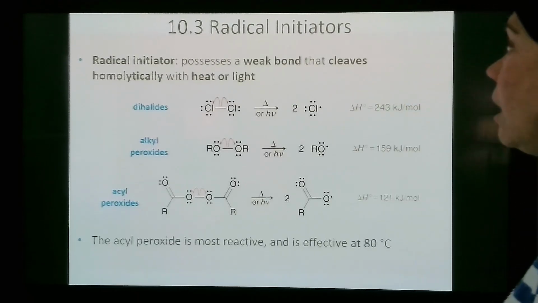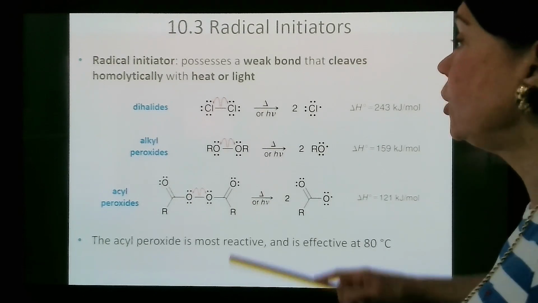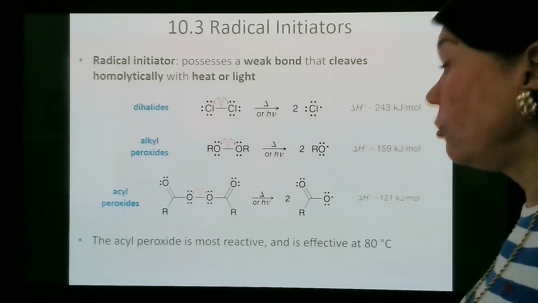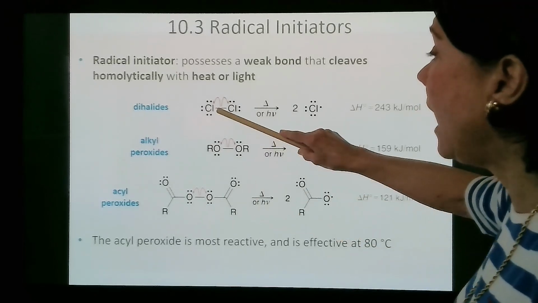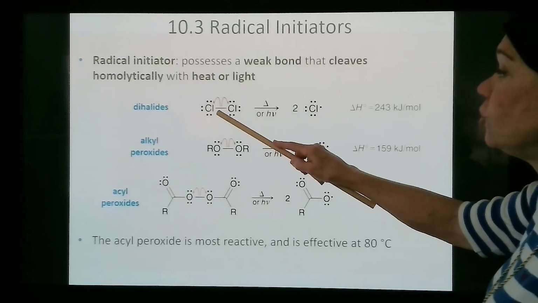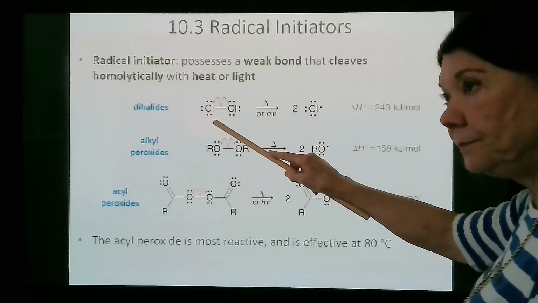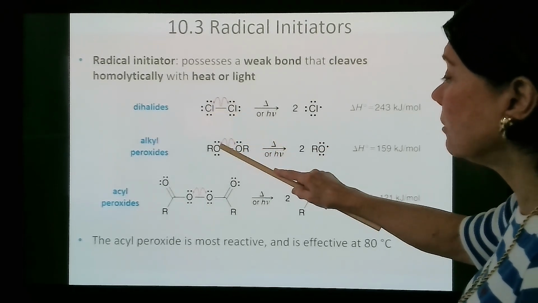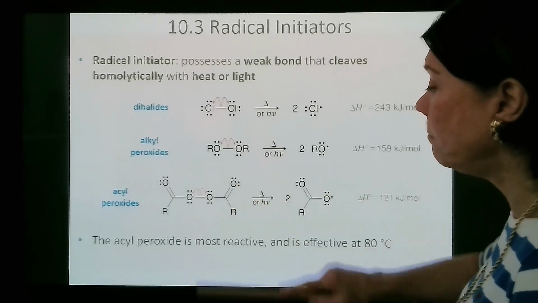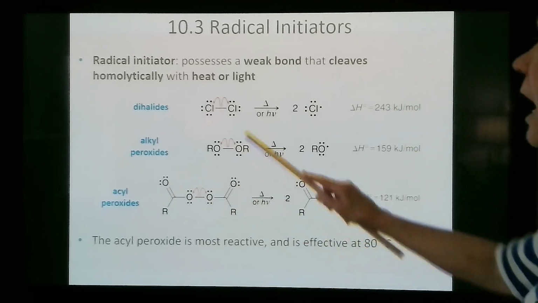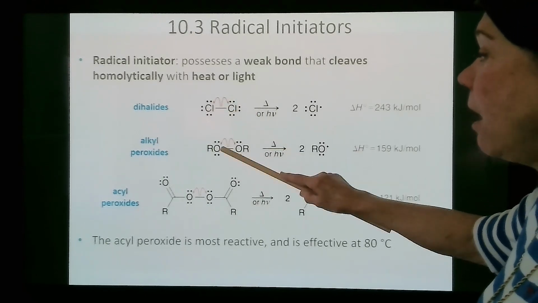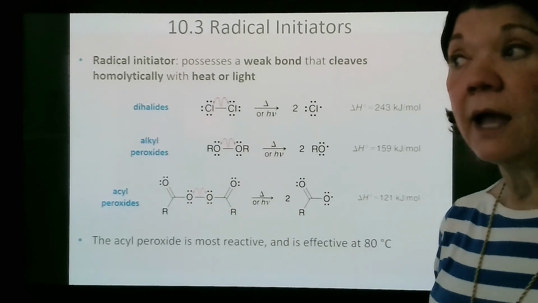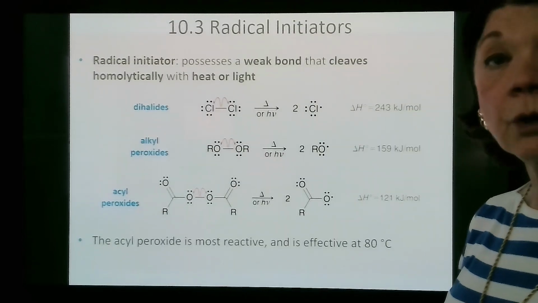You can also use radical initiators. This is what I was telling you about. So this is what you need for the initiation step. And notice that in each case, here you have a chlorine-chlorine bond, oxygen-oxygen bond, oxygen-oxygen bond. So this is what's called a heteroatom-heteroatom bond. And by heteroatom, that term means something other than carbon or hydrogen.